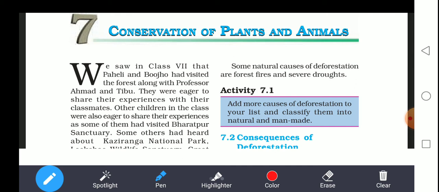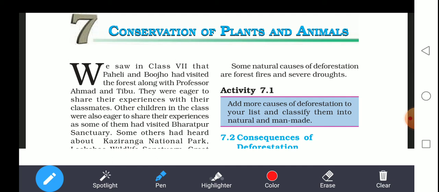If you read this topic, it states that day by day the number of plants and animals is reducing. Some plants are extinct in nature due to various calamities or the effects of man, or animals are killed and some species become extinct. So due to this, the government has set up certain sanctuaries like national parks.